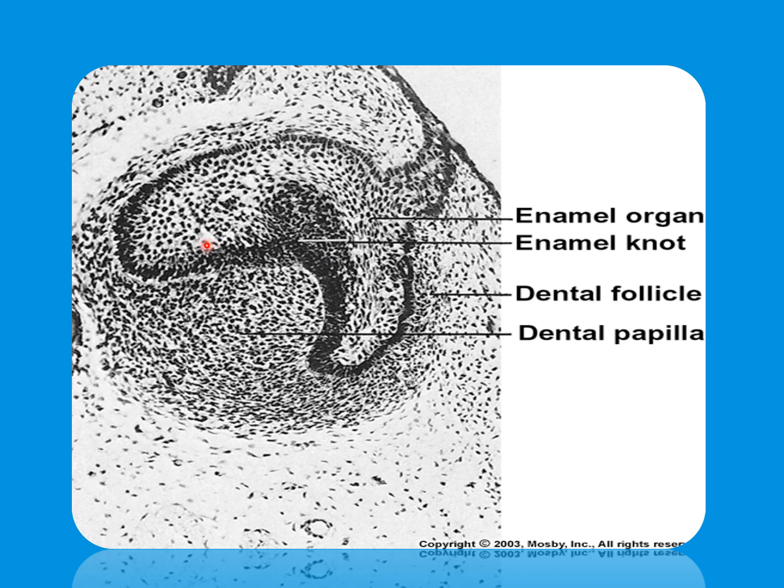This picture also represents the late cup stage. This is the enamel organ in late cup stage. This is the dental lamina. This is the outer enamel epithelium, and this is the inner enamel epithelium, and this is the stellate reticulum, dental papilla, and dental sac. This also represents the enamel knot.